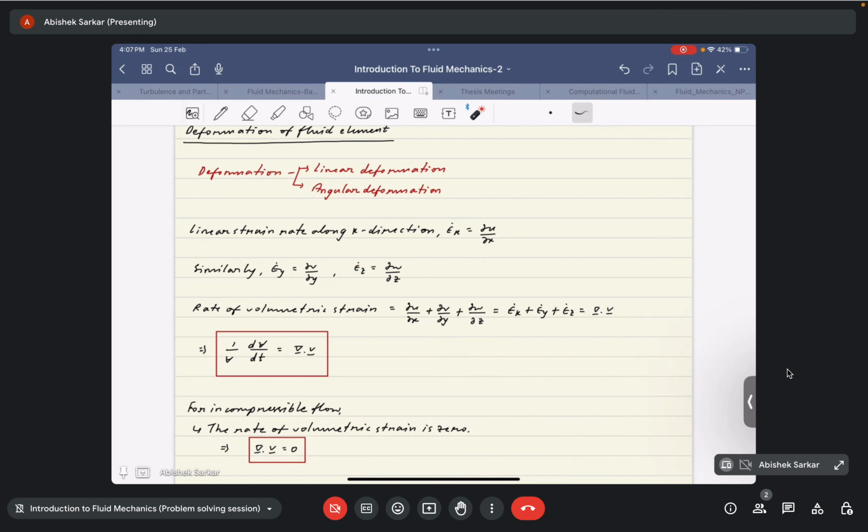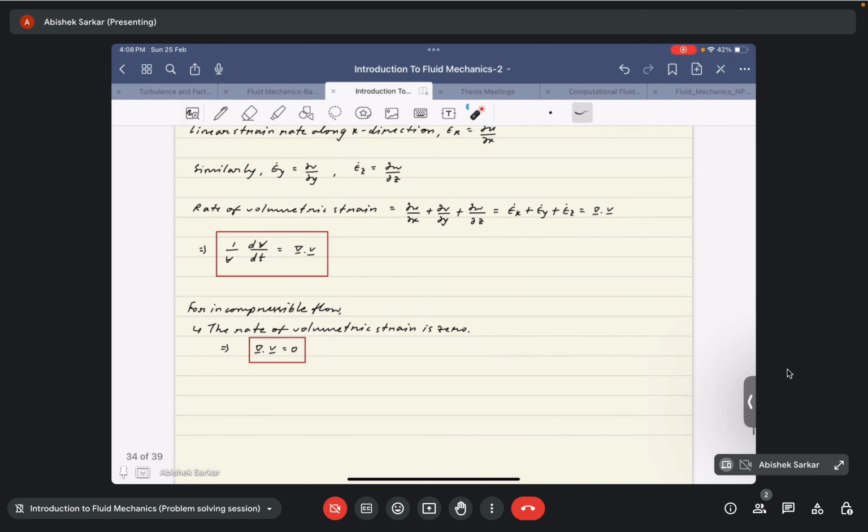So in the case of deformation of fluid, because we are going to discuss it again, this deformation can be decomposed into two parts: the linear deformation and the angular deformation. In the case of linear deformation, we denote it by epsilon dot. So the linear deformation or linear strain rate along the x direction will be given by epsilon dot x, which will be equal to dou u by dou x. Similarly, epsilon dot y would be dou v by dou y, and epsilon dot z would be dou w by dou z.